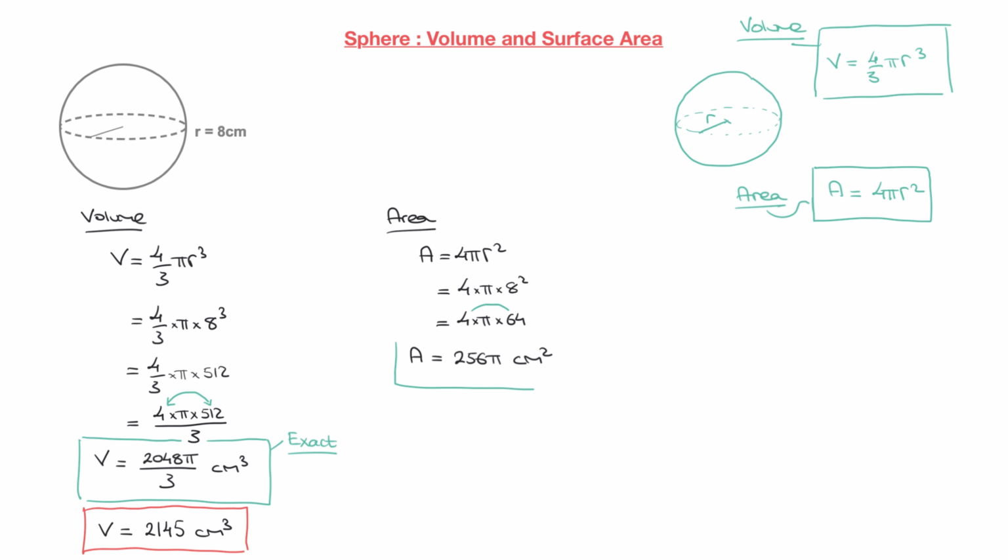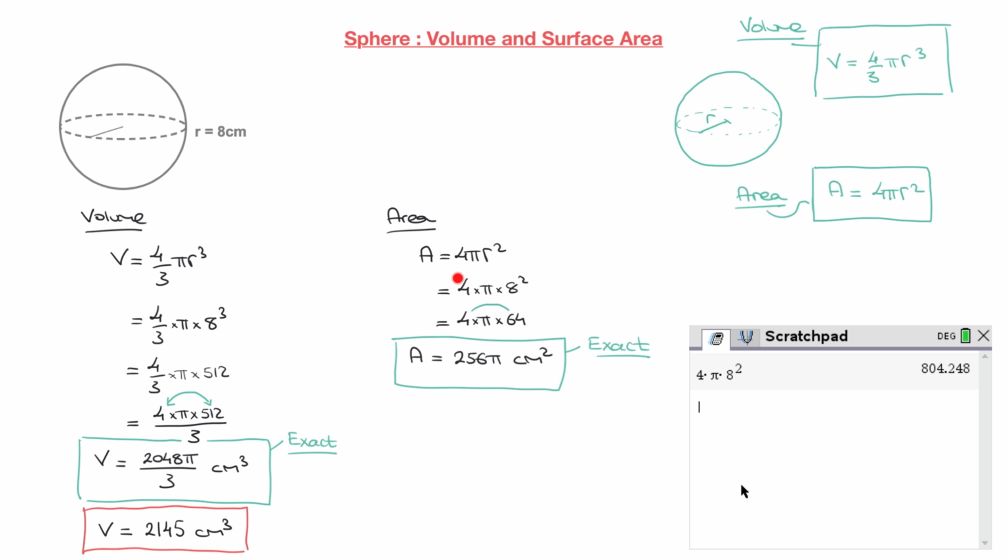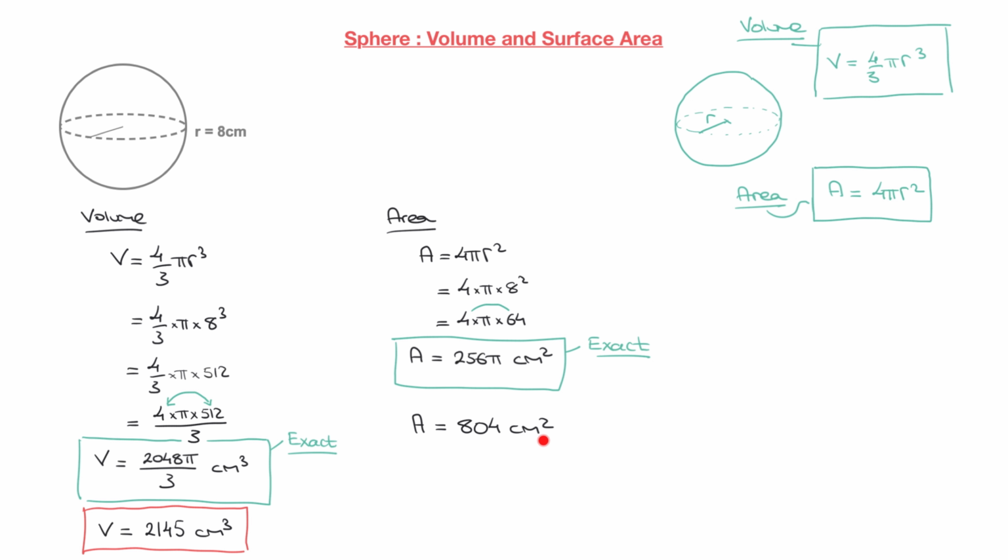And I'll box that result. That's the exact surface area of the sphere. In other words, that's the area written in terms of pi. And again, if we're not asked to write the answer in this way, then we would simply type this line of working into our calculator. And in doing so, I find that the area is equal to 804 square centimeters, where I've rounded to the nearest square centimeter. And there we go. That's how we can calculate the volume as well as the surface area of a sphere.